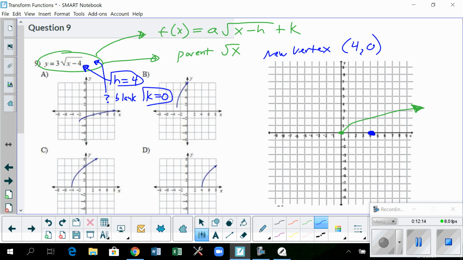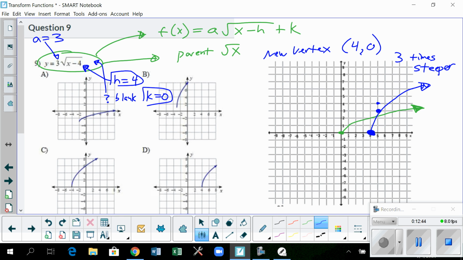Now going back to my new function, I also have an a value of 3. What that means is that it's going to be 3 times steeper than my original parent function. So starting here at 4, 0, I'm going to draw a square root function that's 3 times steeper. It's going to look roughly like this, steeper than the original.